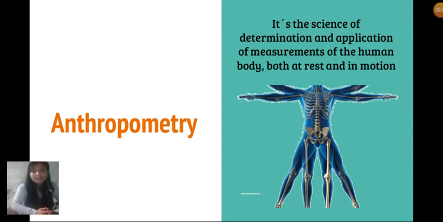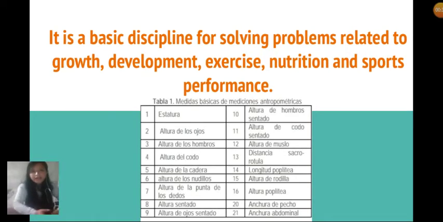Anthropometry is the science of determination and application of measurements of the human body, both at rest and in motion. These measurements are determined by the length of the bones, muscles, and the shape of the joints. It's a basic discipline for solving problems related to ergonomics, exercise, nutrition, and sport performance, as we see in the table of basic anthropometric measurements.